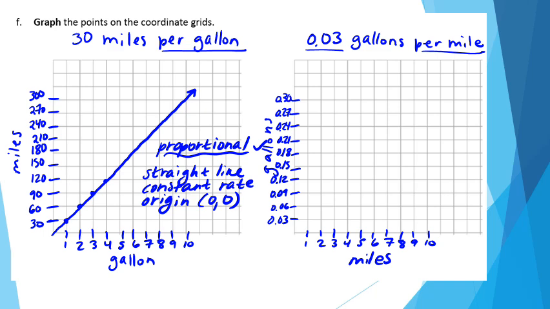And so now I'm going to graph this. Every mile it's going to be 300ths. So 1 goes with 300ths, 2 goes with 600ths, 3 goes with 900ths, 4 goes with 1200ths. And again, I should see a straight line developing right here, because this is a proportional relationship, so all those pieces apply. It's a straight line with a constant rate, and it goes through the origin at 0, 0.